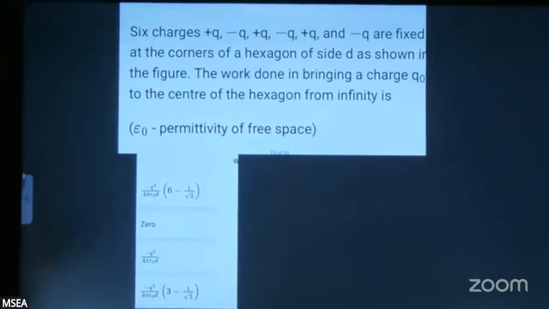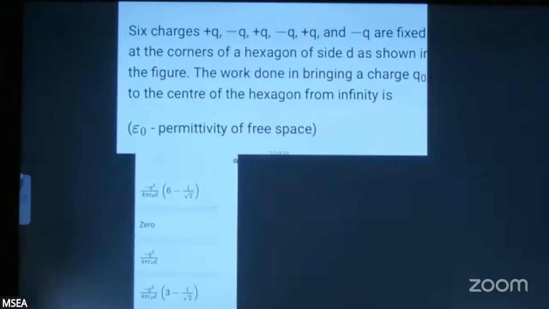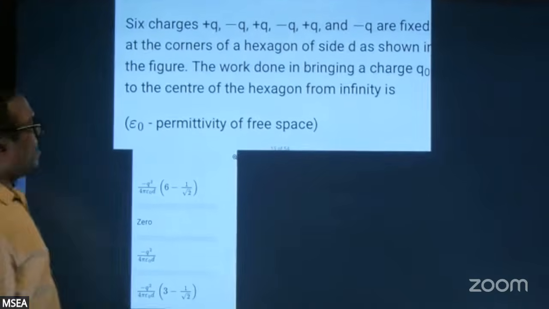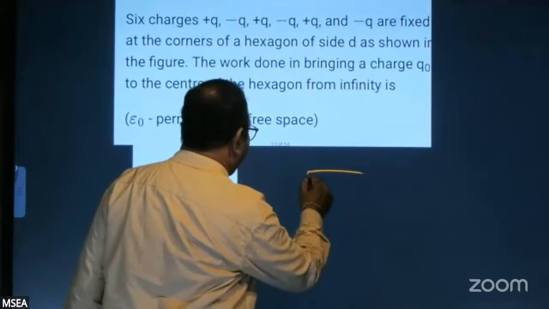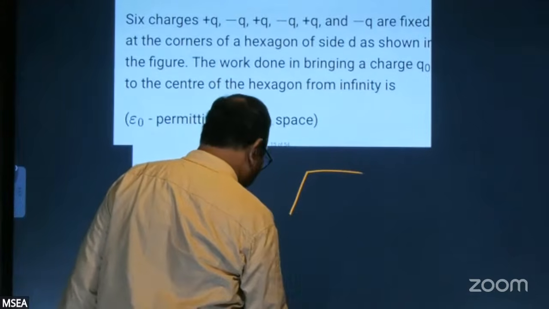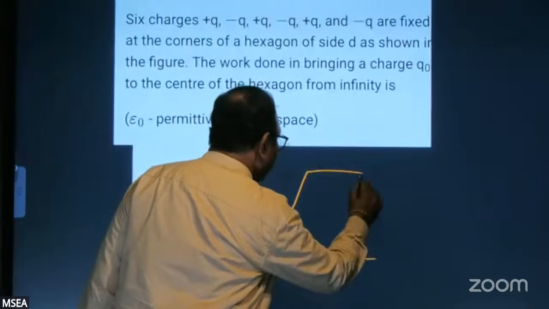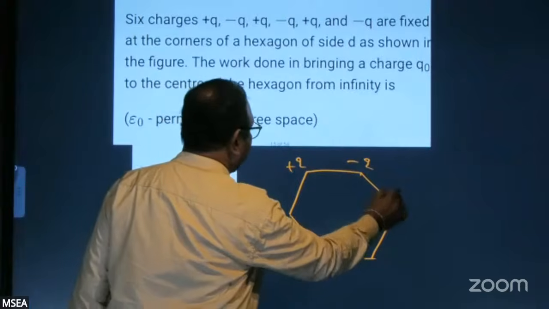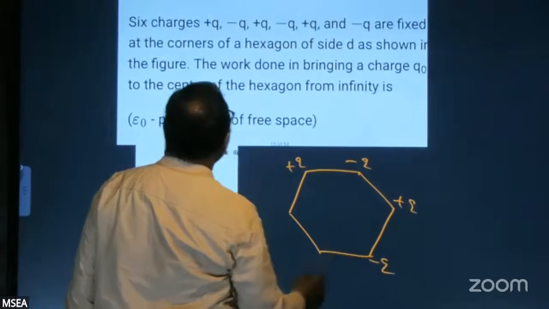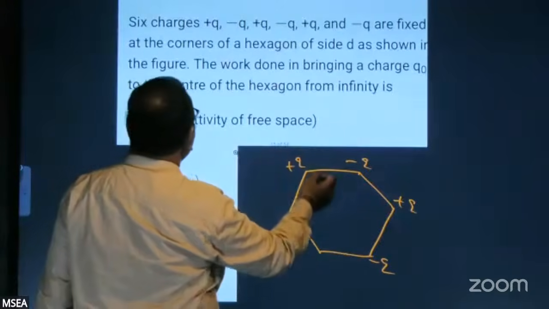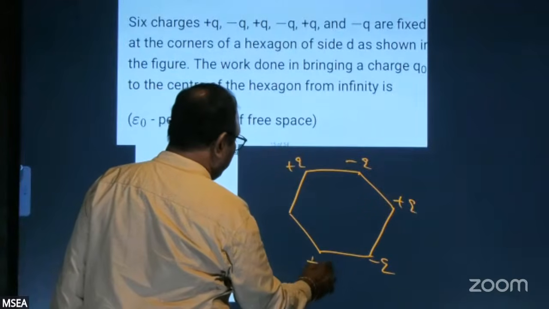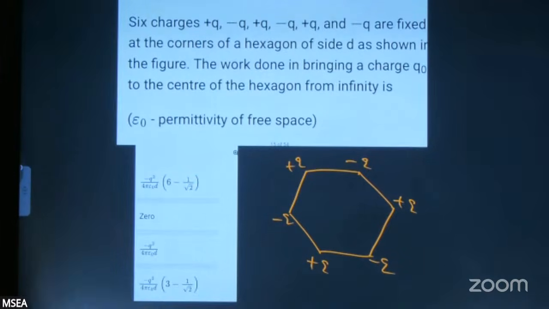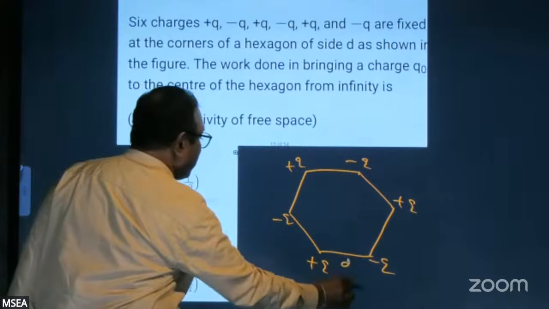6 charges plus Q, minus Q, plus Q, minus Q, plus Q, minus Q are fixed at the corners of a hexagon of side D, as shown in figure. Okay, hexagon, so we can draw. This is the hexagon. So charges are given: plus Q, minus Q, plus Q, minus Q, plus Q and minus Q. Alternate charges are given, at the corners of the hexagon of side D. This side D is given.